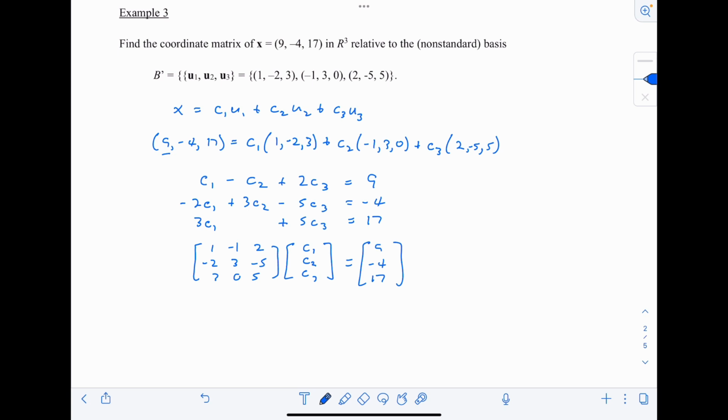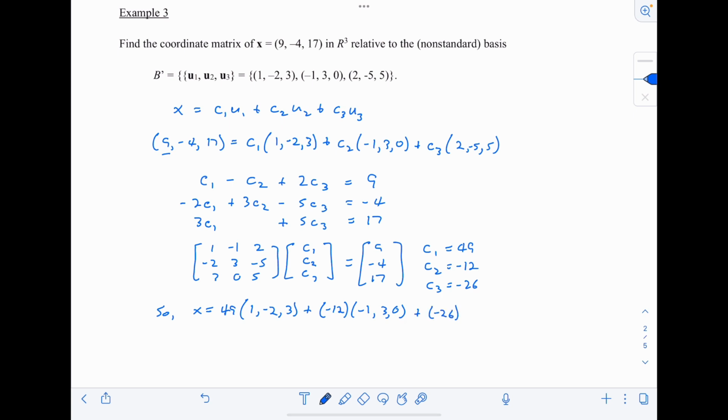So I'm not going to write this all out, but obviously we'd create the augmented matrix. We'd apply Gauss-Jordan elimination. And what we'd find is that C1 is 49, C2 is negative 12, and C3 is negative 26. Okay? So in other words, X is 49 times 1, negative 2, 3, plus a negative 12 times negative 1, 3, 0, and then plus a negative 26 times 2, negative 5, 5.